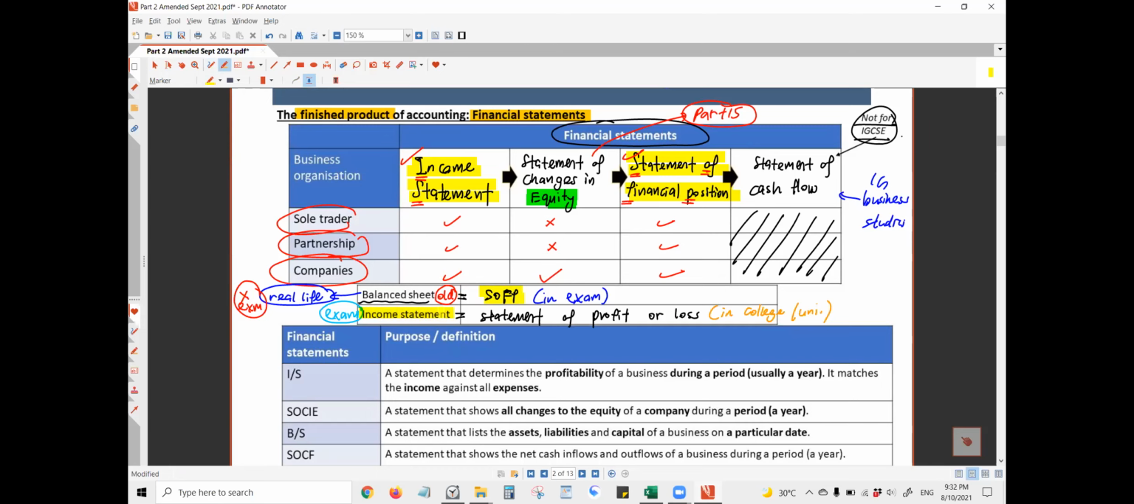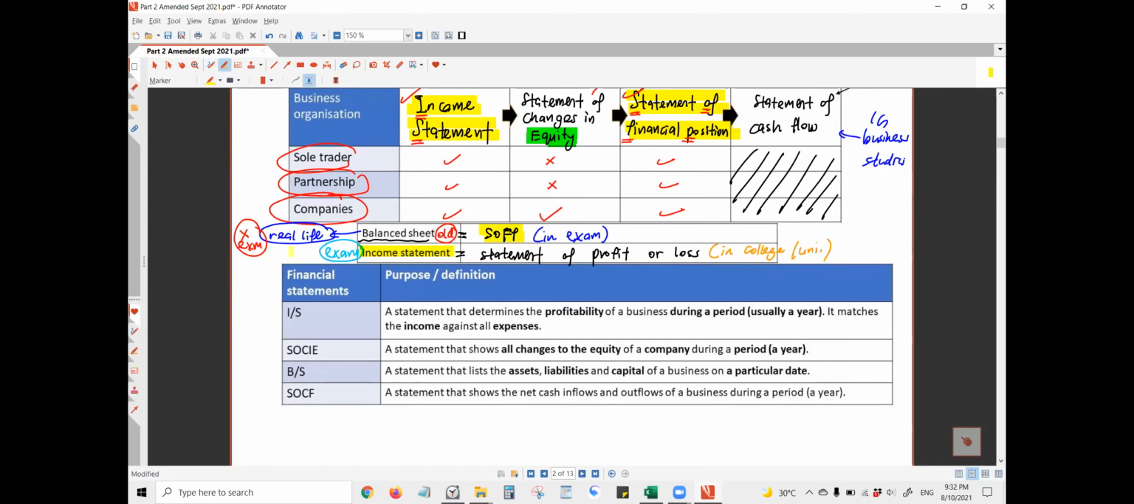Next lesson we will move on to the next table, looking at the definition for income statement to see what exactly income statement is. We will also go on to see what exactly SOFP is. For now you may write SOFP here. SOFP means balance sheet. B/S stands for balance sheet.